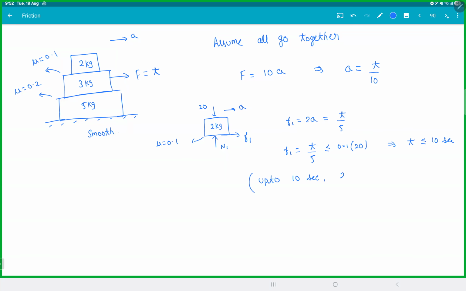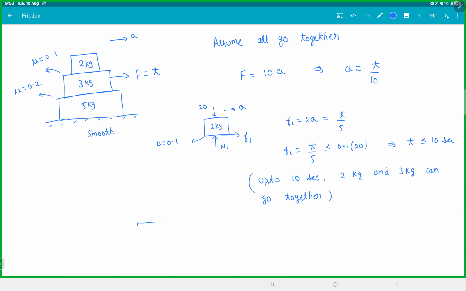Up to 10 seconds, 2 kg and 3 kg can go together. They don't talk about 3 and 5. So this is the thing with the frictions. Every friction will think only about its own surfaces. It doesn't care about the other guy.